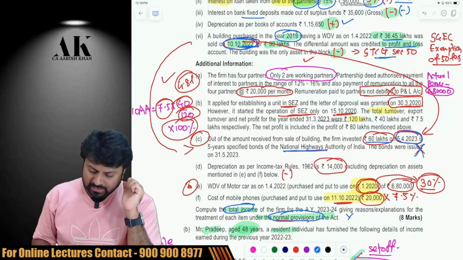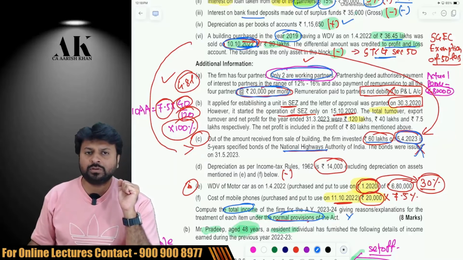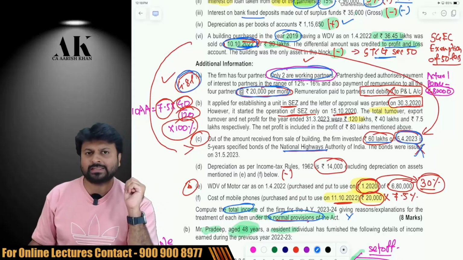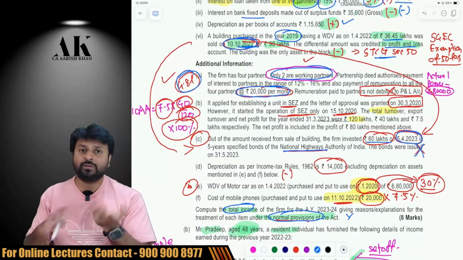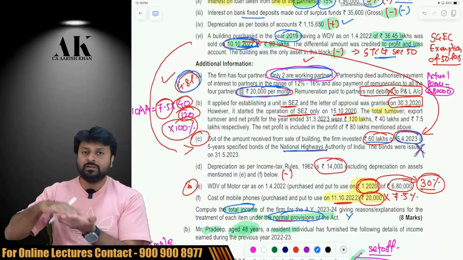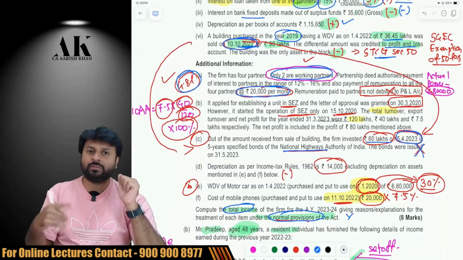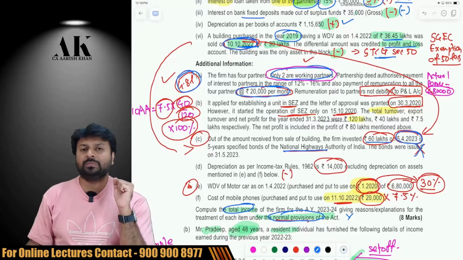Okay. Next one, there are four partners, out of which 2 are working partners, and both the working partners you are giving 20,000 salary. Therefore, to both the partners you are giving 40,000 salary per month. In all, you are giving 4.8 lakhs as a salary in the entire year. This is the actual remuneration given to the working partner. This will be useful to compare with your maximum limit. It will be compared with maximum limit, and whichever is lower will be allowed as deduction to you under the head PGBP under section 40B.